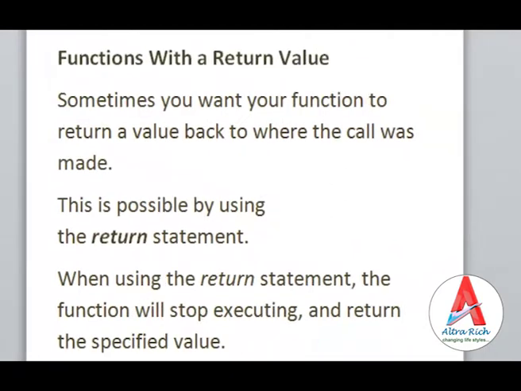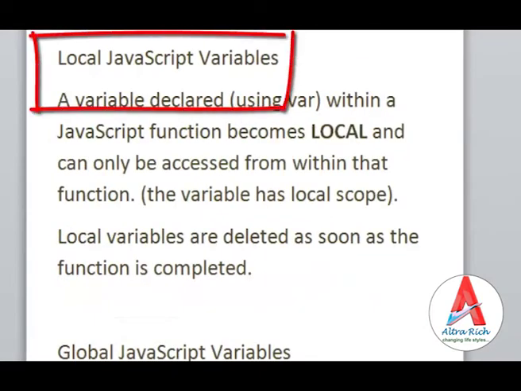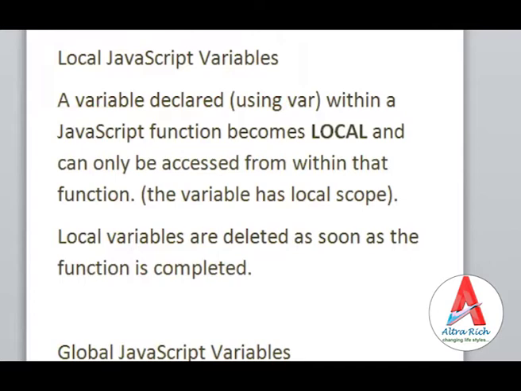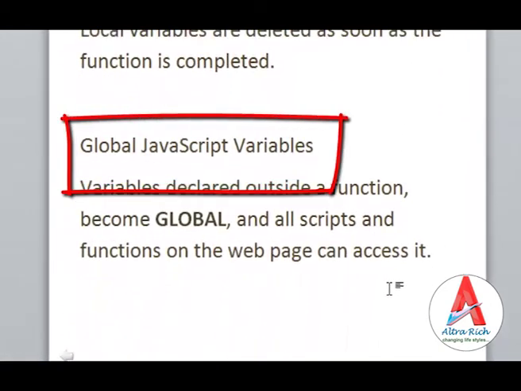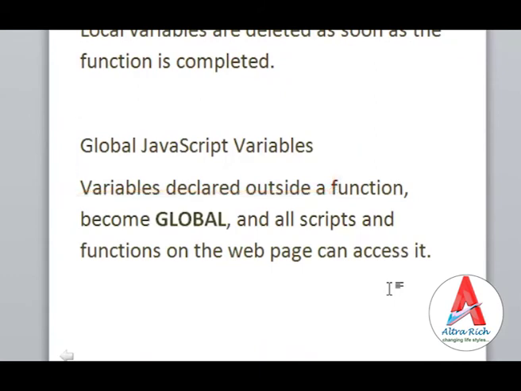One more important thing is local variable and global variable. Local JavaScript variables: a variable declared within a JavaScript function becomes the local variable, and it can be accessed from within that function only. Local variables are deleted as soon as the function is completed. Another one is global variables. Variables declared outside a function become global variables, and all scripts and functions on the web page can access it.